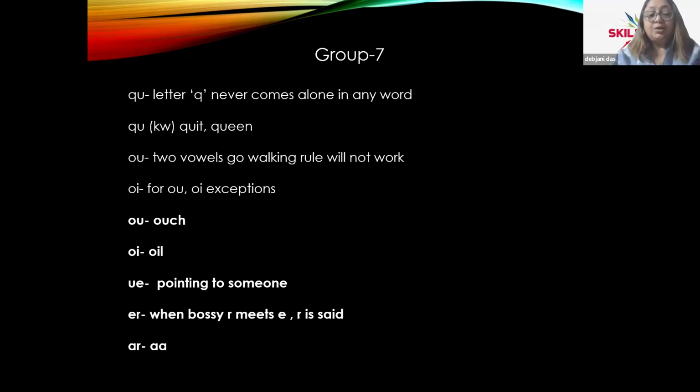Right? So they are also the rule breakers. Ow and oi. OU and OI. Now comes UE. UE is like you. Again, it is a good boy. Good children they are. They follow the rule. They follow the vowel rule.